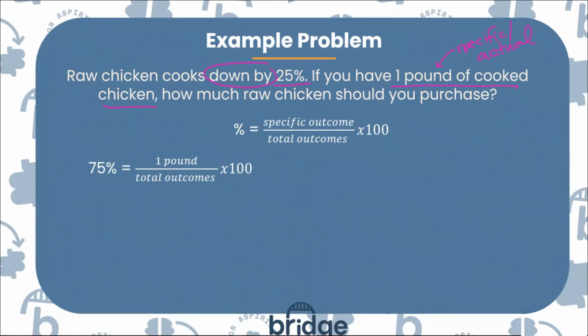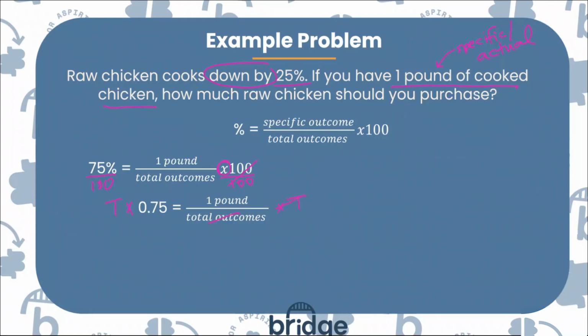Now, can you do this algebra? Well, let's walk through it. First, undo this multiplication. Divide both sides by 100. 75% literally means 75 over 100, 0.75. 0.75 is equal to 1 pound over our total outcomes. So we need to solve for total outcomes. But total outcomes is in the denominator. So we need to multiply both sides by total outcomes to get it out of the denominator.